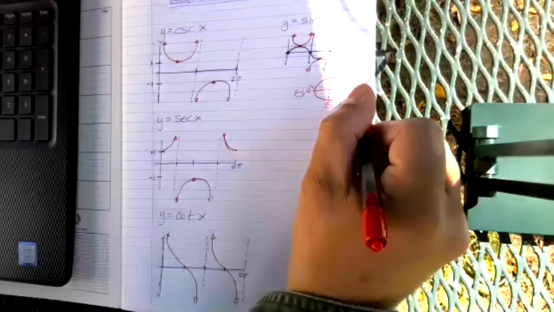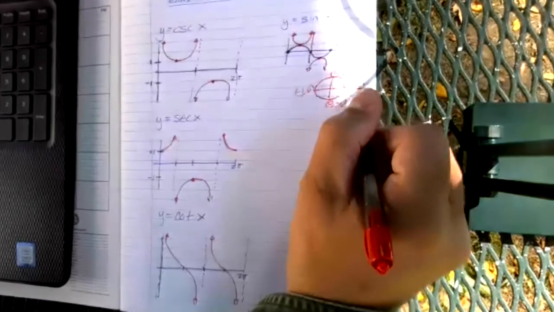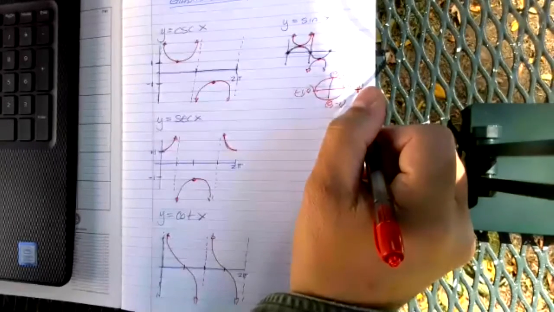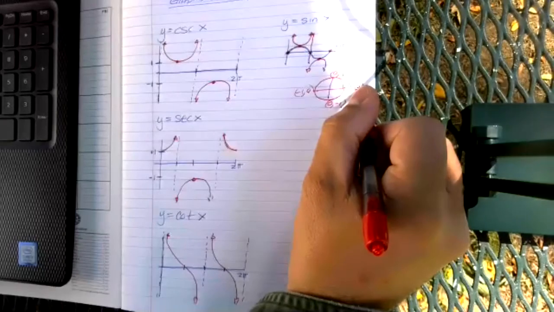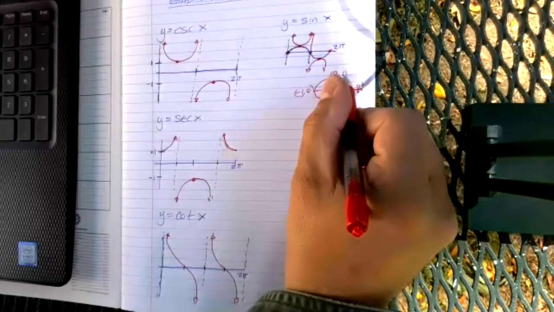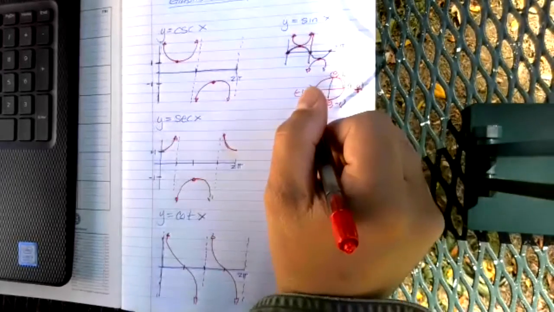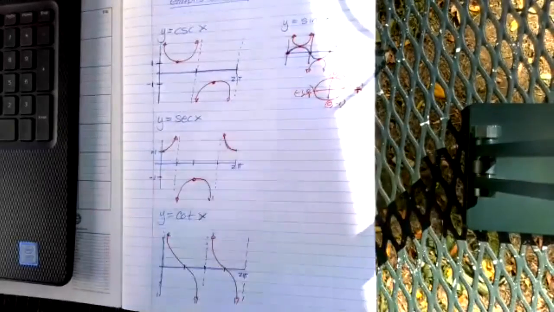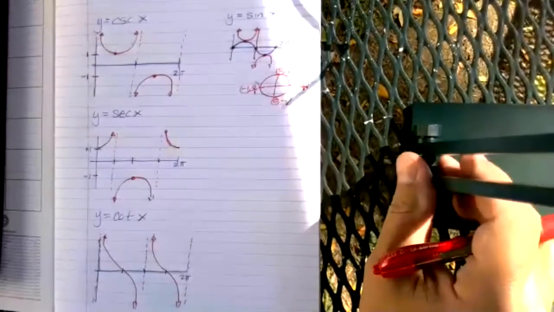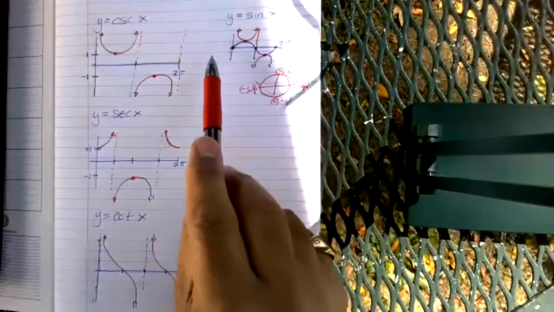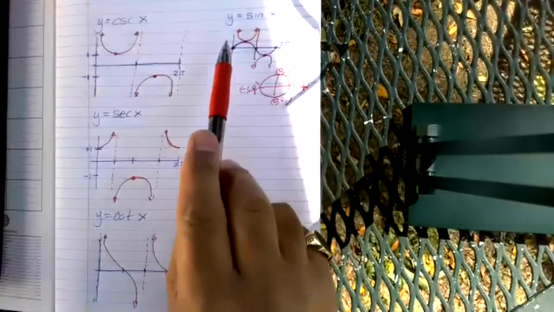So the reciprocal of 0, that would be like 0 over 1. If I flip it, it would be 1 over 0. So it would be undefined. Here, 1 over 1 is 1, so that works. Here's 0 over 1 again. So if I take the reciprocal of 0 over 1, that's going to give me an undefined value. So everywhere there's a 0 in my sine curve, there's going to be a vertical asymptote in my cosecant curve, because the reciprocal of 0 is undefined.